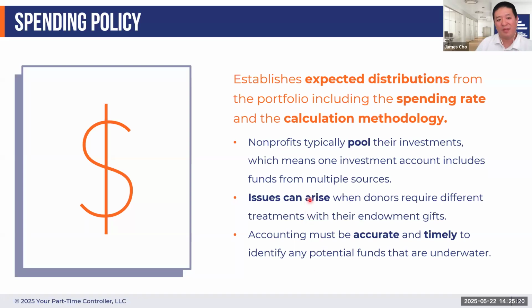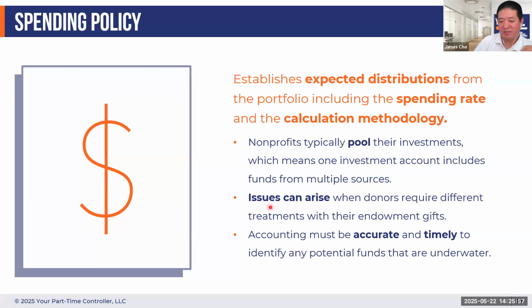It gets a little messy when donors want their gift to be treated differently. An example: if you have 5 $1 million donations from 5 different people, to calculate the spending policy you would say we will take 5% of the 5 million, and that's how we're going to distribute for the year. That 5% of 5 million is $250,000, and that's the quick way of doing a spending policy.